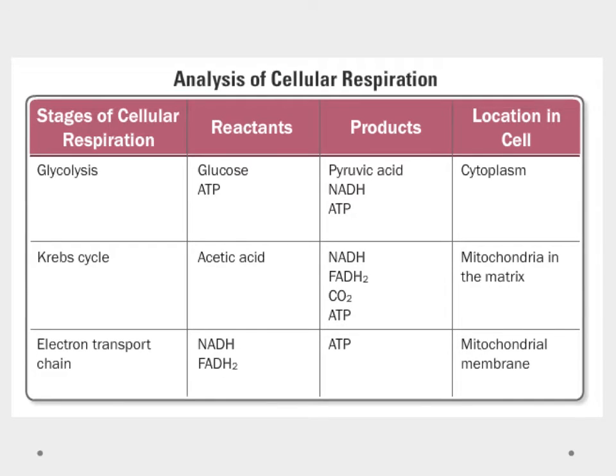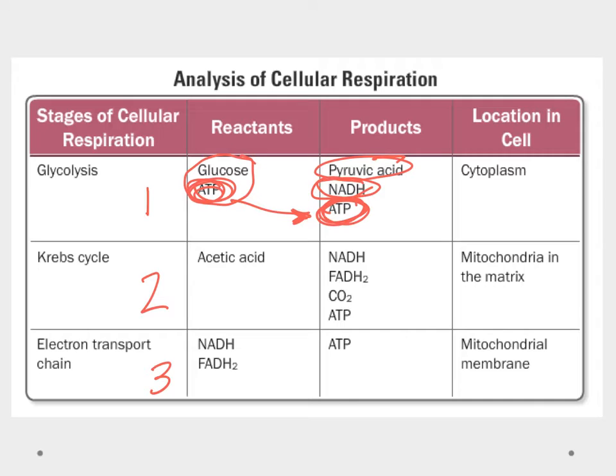So just as a quick review, our three stages: first was glycolysis, then the Krebs cycle, and then the electron transport chain. In glycolysis, we start with glucose and ATP, and we're going to form pyruvic acid, and we're going to make NADH, which is an electron carrier, and then we generate ATP. So even though we're using a little bit here, we generate a little bit more. So the net result is a positive ATP, and remember, this happens in the cytoplasm.